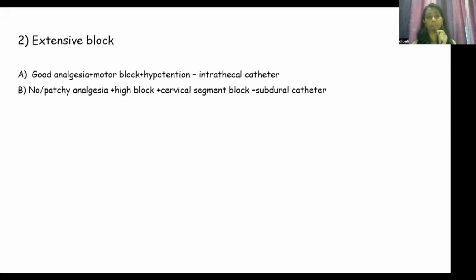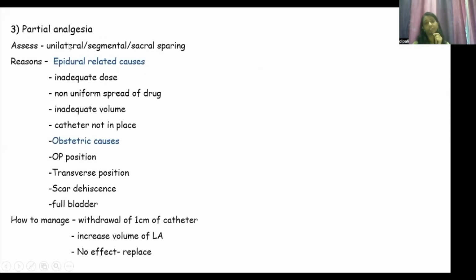Also, the high spinal level should be managed. After the first dose, if the patient complains of partial analgesia, one should assess whether it is unilateral, segmental, or there is sacral sparing. There are various reasons for partial block, either epidural related or obstetric causes. In epidural causes, either the dose we are giving is inadequate, or the spread is inadequate, the volume is inadequate, or the catheter is not in place.